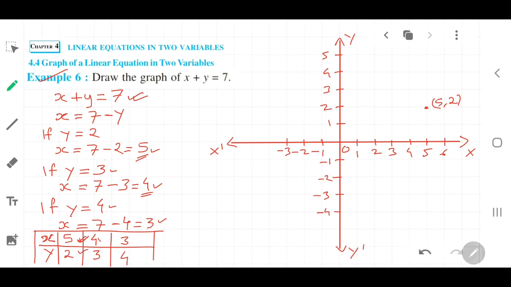Second solution, you see x is 4 and y is 3. So here will be another dot. So in brackets you write 4 comma 3. Third solution, you see x is 3 and y is 4. Here it will come. Correct? Now you join it. Join this line.